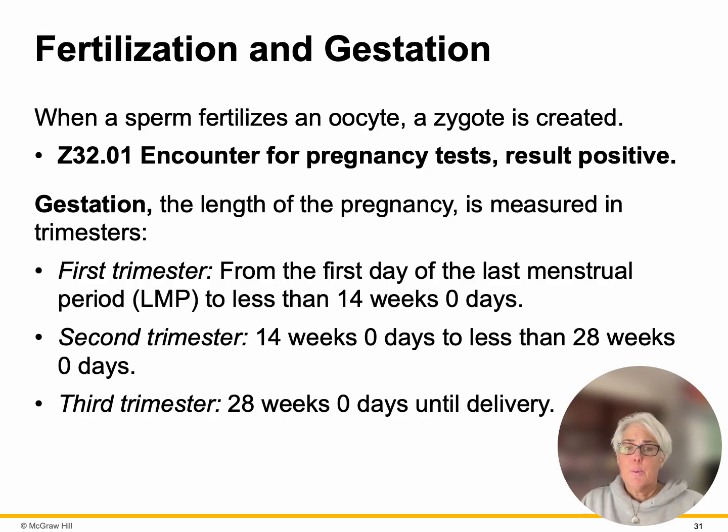So just a very quick review of how pregnancy starts. When a sperm fertilizes an oocyte, we have a zygote that implants and grows. From a coding standpoint, I'm going to focus on Z32.01 for encounters where pregnancy testing is done and the result is positive. I also care about gestational age measured from the first day of the LMP, or last menstrual period. The trimester definitions, first, second, and third, are based on weeks of gestation, and those drive our O and our Z34 codes.